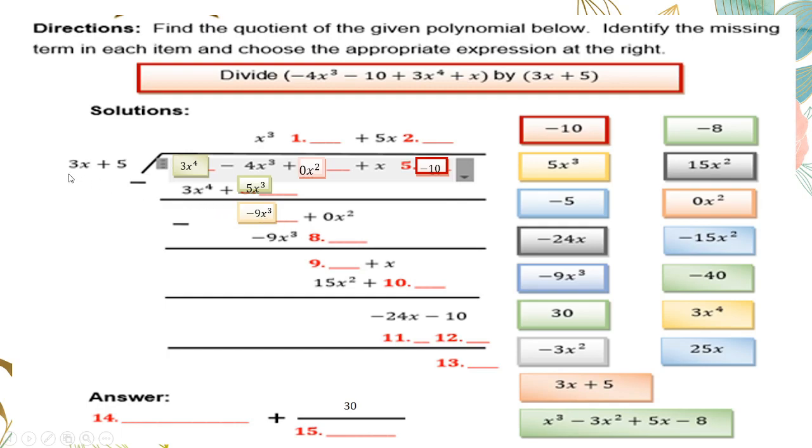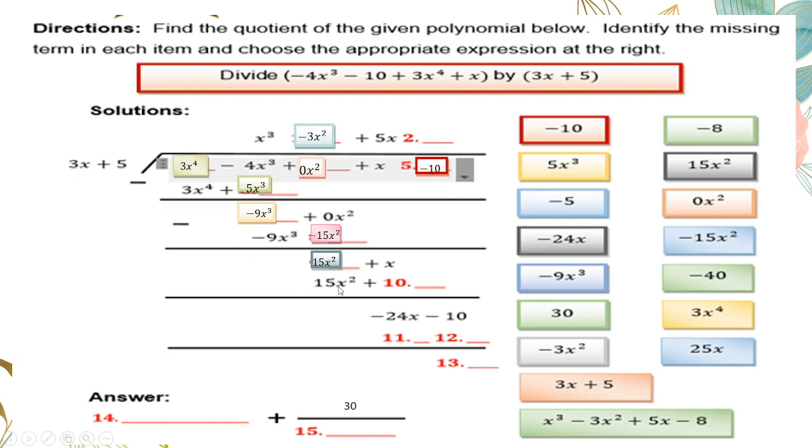Negative 9x cubed divided by 3x is negative 3x squared. Negative 3x squared times 3x is negative 9x cubed. Negative 3x squared times 15 is negative 15x squared. Change the sign, so this becomes 0 plus 15 is, that's it, 15x squared. Bring down x. 15x squared divided by 3x is 5x.